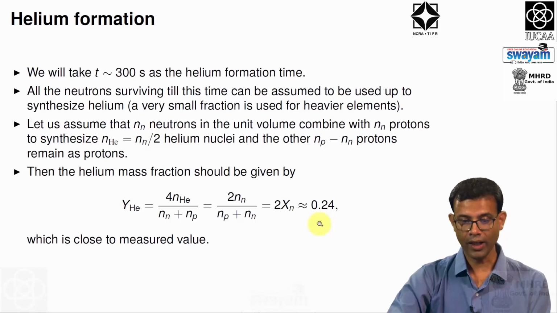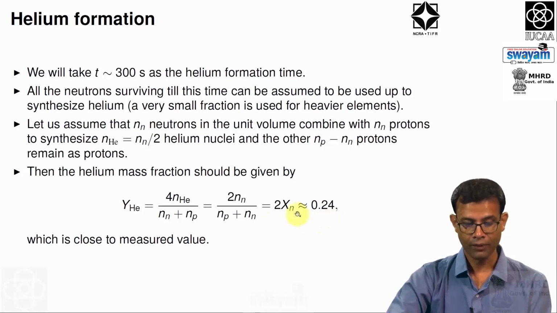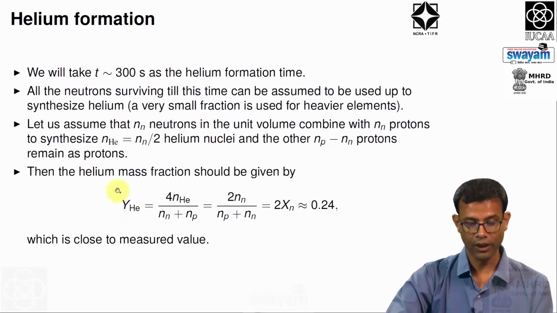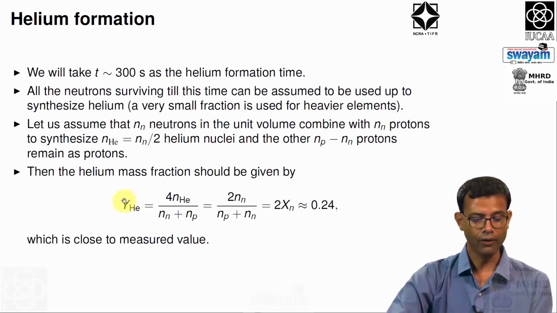Now, you also see the importance of the deuterium bottleneck. If the deuterium bottleneck was not there, then you probably would have formed helium right after the neutrons were formed, and at that time the number of neutrons was larger. So, you could have found much more helium than what we observed. The fact that the deuterium bottleneck happened brought down the helium mass fraction to 0.24.